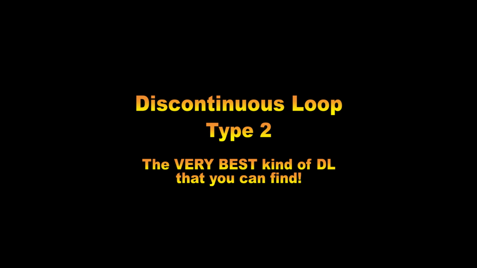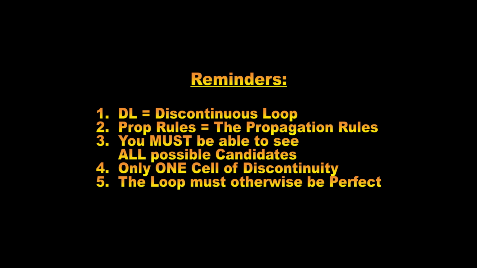But quickly, before we begin, I'm going to repeat an important segment from the last video that itemizes a few handy reminders. I will sometimes abbreviate discontinuous loop as DL and the propagation rules as the prop rules. In order to use any of the three DL techniques, you must be able to see all possible candidates for every cell in the whole puzzle. There can only be one cell of discontinuity, i.e. one cell where the prop rules are broken or where you find a contradiction, and the loop must otherwise be perfect, alternating strong, weak, etc.